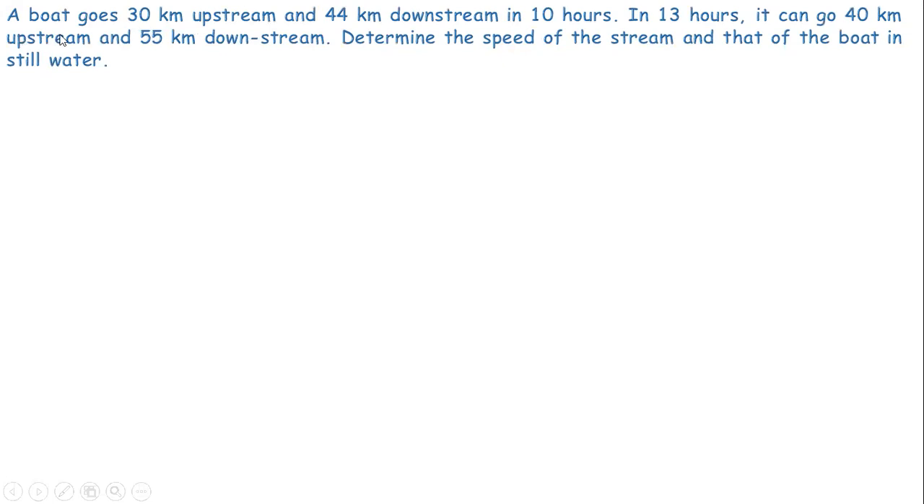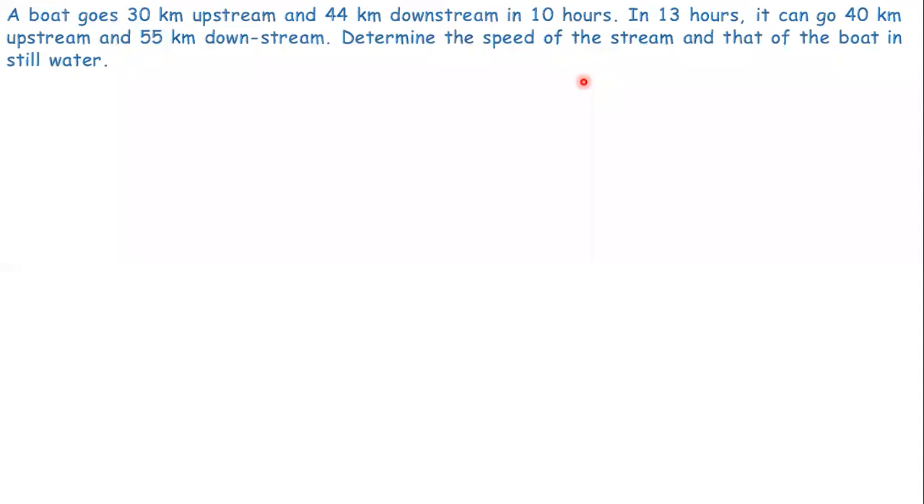See this question. A boat goes 30 kilometer upstream and 44 kilometer downstream in 10 hours. In 13 hours, it can go 40 kilometer upstream and 55 kilometer downstream. Determine the speed of the stream and that of the boat in still water.